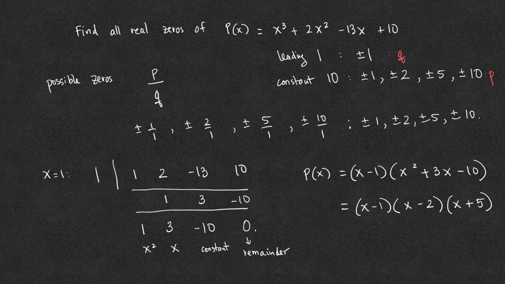And so we found the zeros of the polynomial. They are 1, 2, and negative 5. And we also wrote the polynomial in factored form as well.